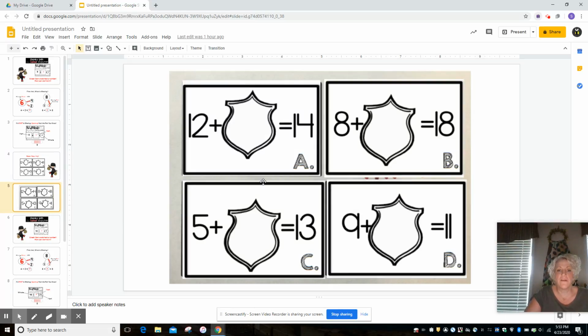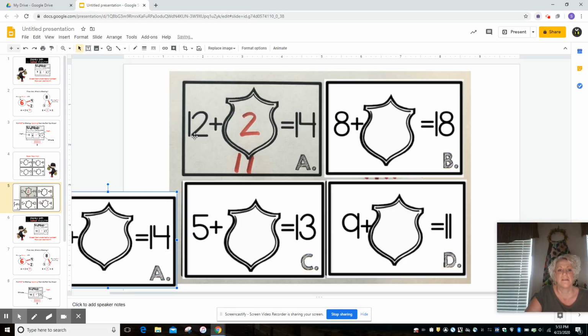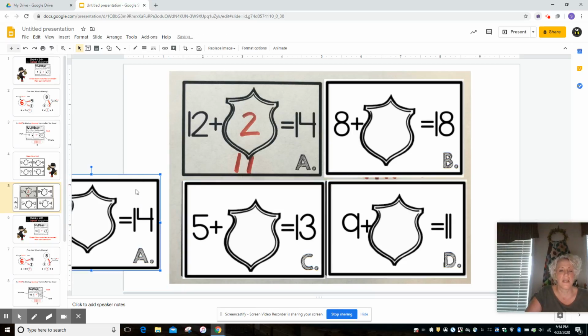All right, so we are going to go to each problem and take a look at them. Here we have 12 plus something equals 14. Let's see how you did. Here's my problem that I solved. I did 12, 13, 14. I stop at 14 because that's my whole. It only took me 2, so you should have a missing part of 2. If you got the right answer, great job.